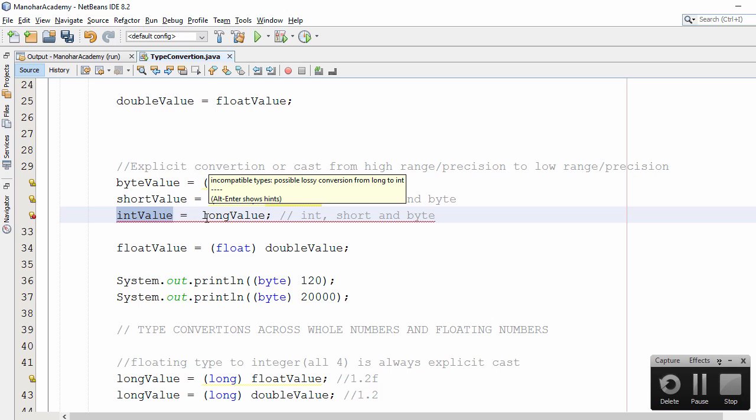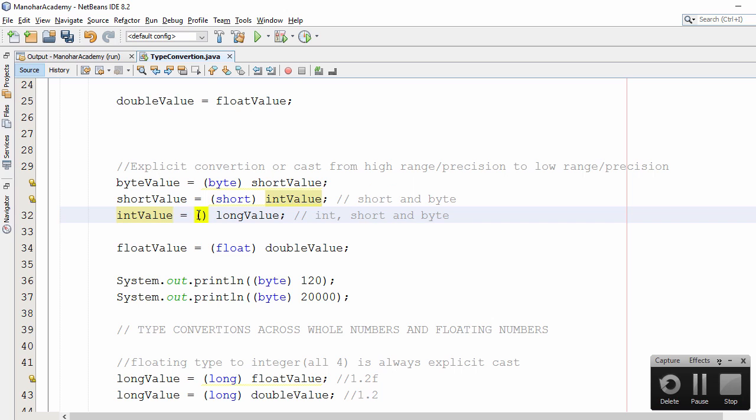So there is going to be some loss of value, right? So in these cases, you have to tell it, okay, compiler, I know what I am doing. I know the range of values in this particular scenario, that the long variable is holding is within the range of integers. So we are telling the compiler, even though I have a long variable here, I know the value inside that variable can be accommodated in integer. So please convert it. We are telling the compiler very explicitly, so that is the reason it is called explicit conversion.